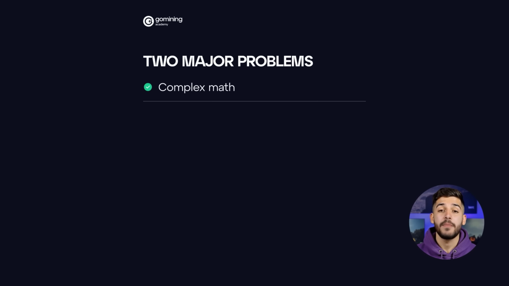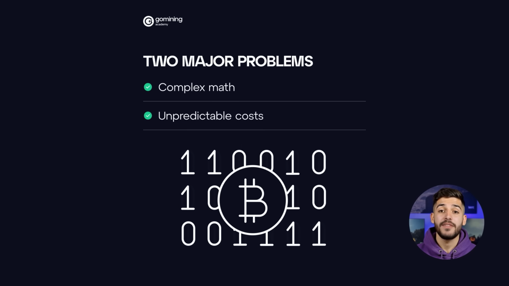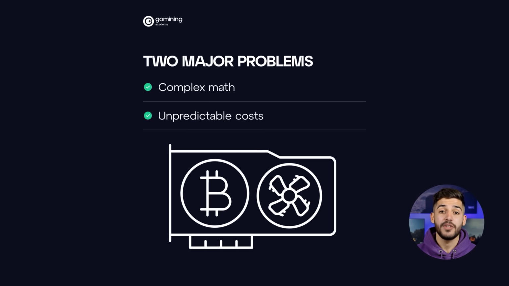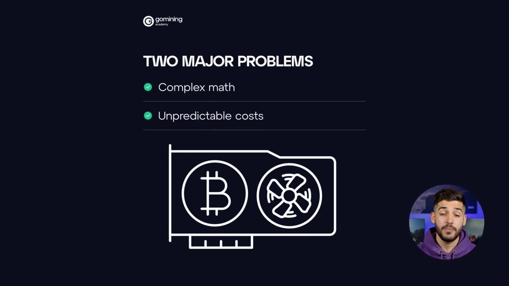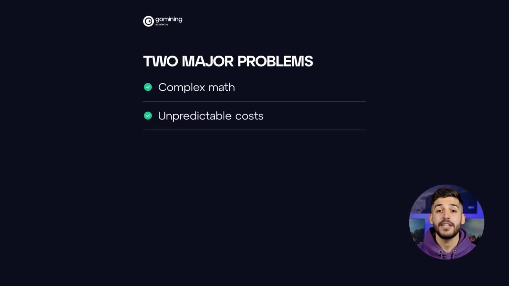The second one is unpredictable costs. The network difficulty was going up, affecting Bitcoin rewards. At some point, electricity bills turned out to be higher than the reward equivalent in USD, and many miners didn't realize until months later that costs were eating into their income. The result? Many avoided mining altogether or made decisions without knowing their real ROI.